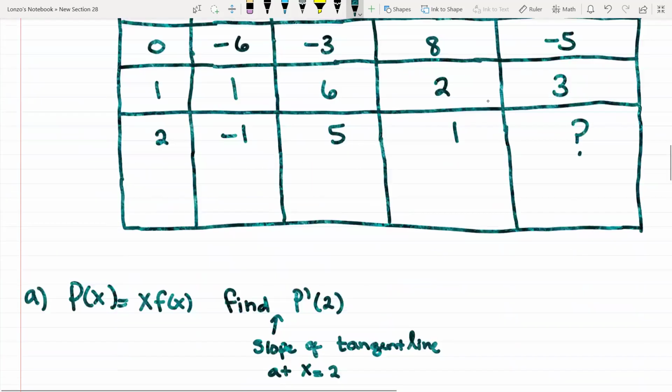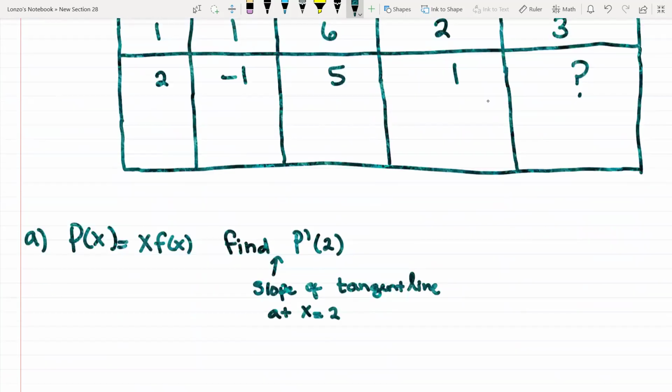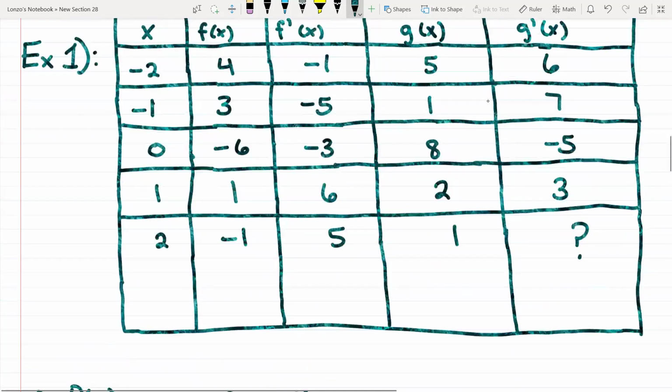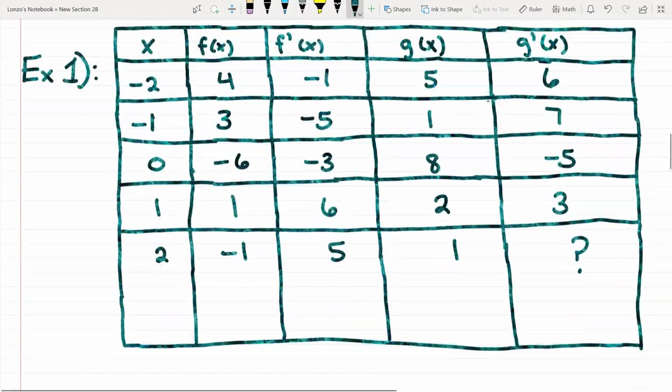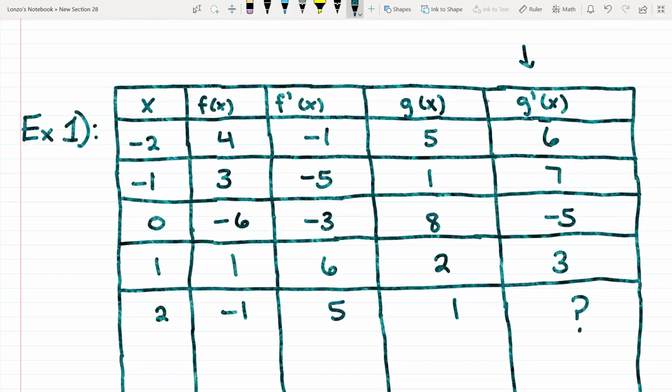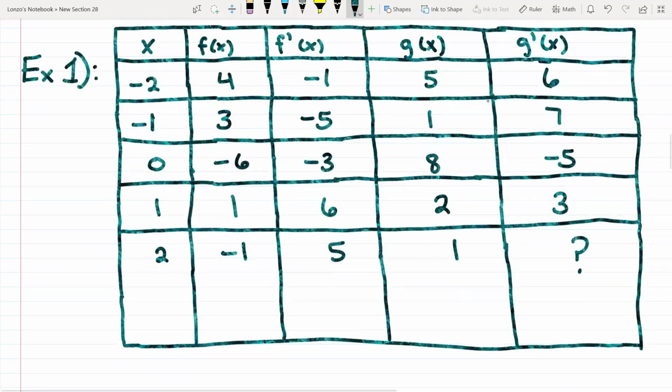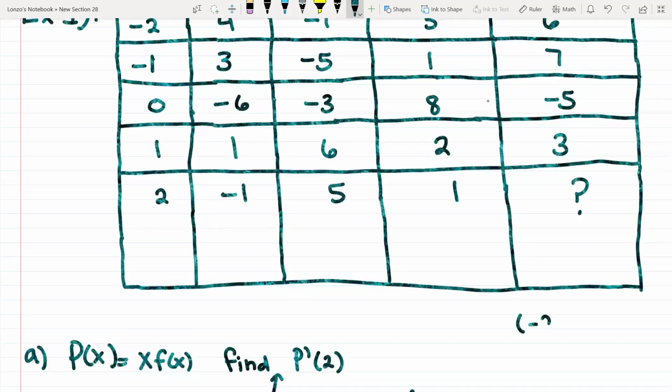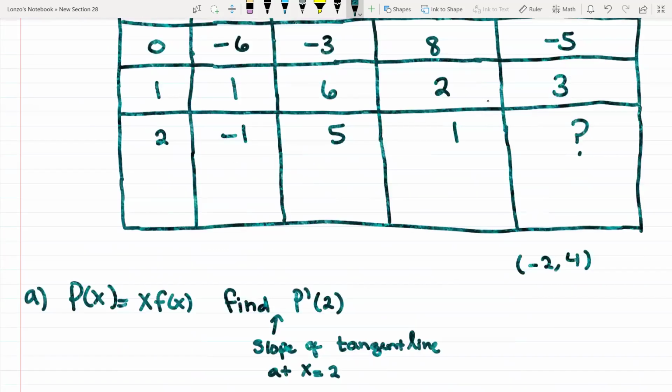The first question says we are given p of x equals x times f of x. We must find p prime of 2. As you recall, p prime, our first derivative, is the slope of the tangent when x equals 2. I just want to review how you read the table. Over here, -2 and f of x. f of x is like the y value, the same thing with g of x. So you could think of this as a coordinate, -2, 4. That is a point.